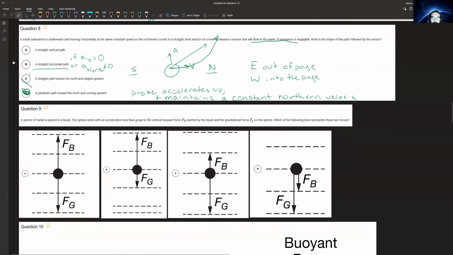Question 9. And I think I answered your question, but let me know if you have follow-up questions. A sphere of metal is placed in a liquid. The sphere sinks with an acceleration less than g due to a vertical buoyant force exerted by the liquid and the gravitational force on the sphere. Which of the following best represents these two forces?